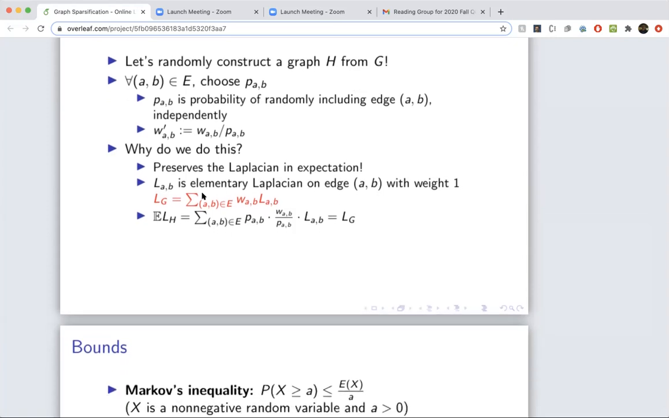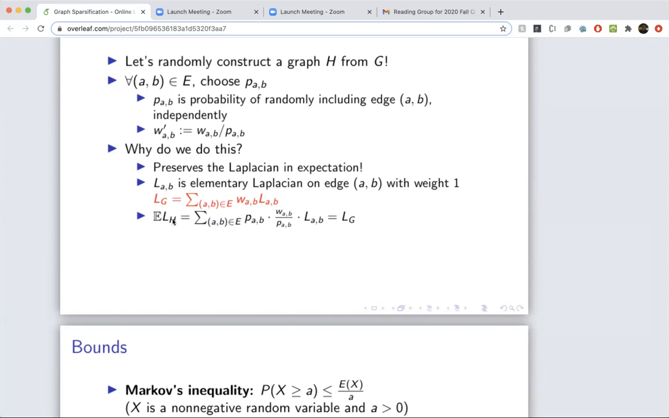If we consider the elementary Laplacian, which is just the Laplacian of the edge ab with weight one, then we can write the Laplacian of G as a summation over all the edges. This makes sense because the Laplacian itself is just computed as the subtraction of the adjacency matrix from the degree matrix, so everything here is just addition and subtraction. We can sum up all these elementary Laplacians and get the Laplacian for the whole graph G.